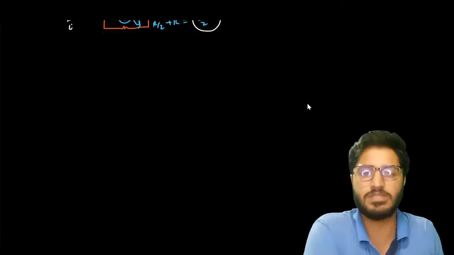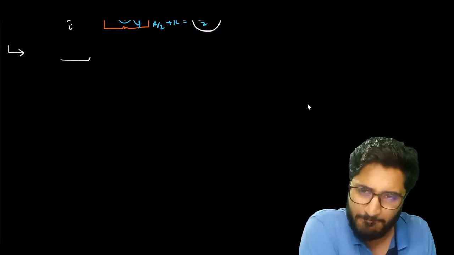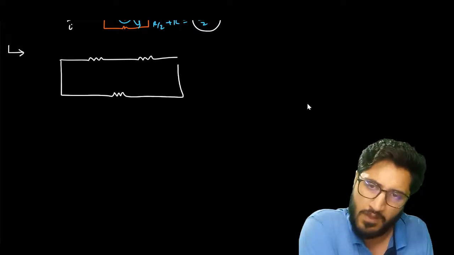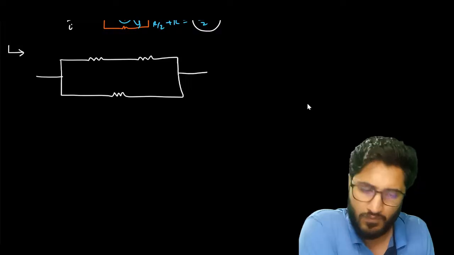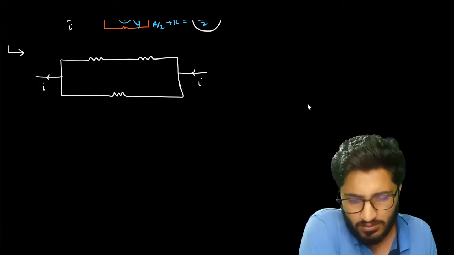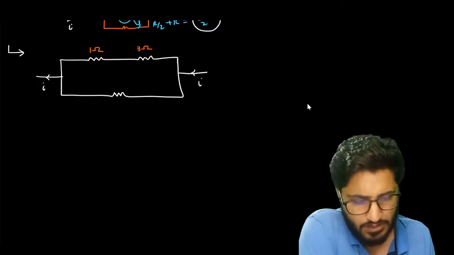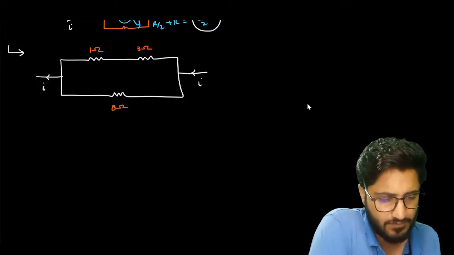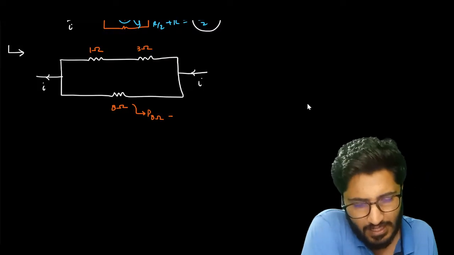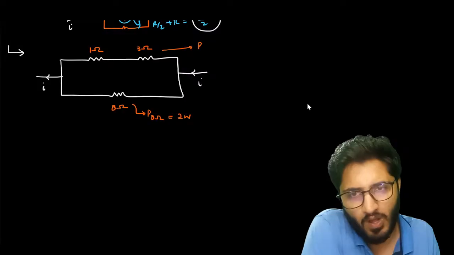One more numerical, and this numerical will revise a couple of topics. We have something like this. Current I is going inside and I will leave. This one is 1 ohm, this one is 3 ohm, this one is 8 ohm. Power for 8 ohm is given as 2 watt. So you need to find power through 3 ohm.